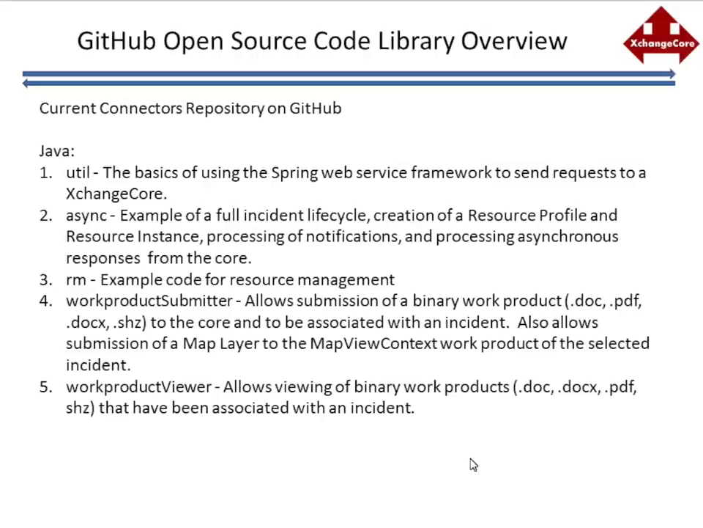We have the RM project for resource management. Work product submitter. That allows you to submit a binary work product like a document or a PDF file to the core and associate that with an incident. And it also allows you to submit map layers to the map view context work product of the selected incident. So that's really good for that collaboration where someone else has created an incident and you would like to add to it in a collaborative fashion. We have work product viewers, which allows you to view the various binary work products that have been associated with an incident.